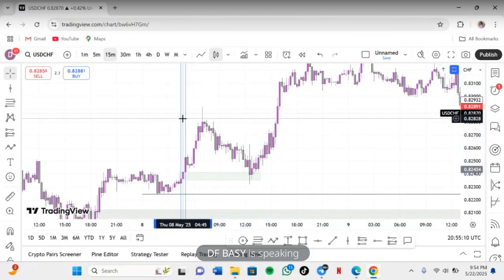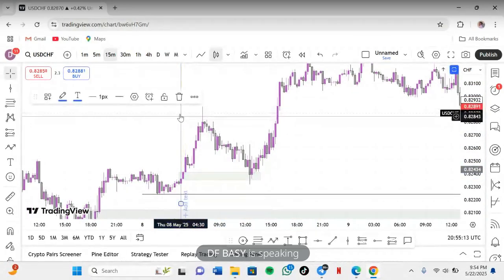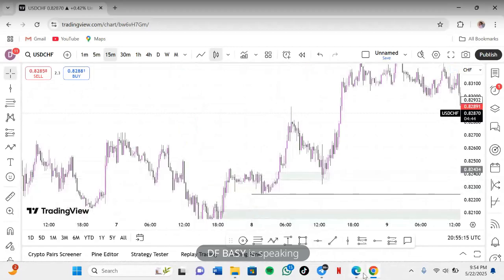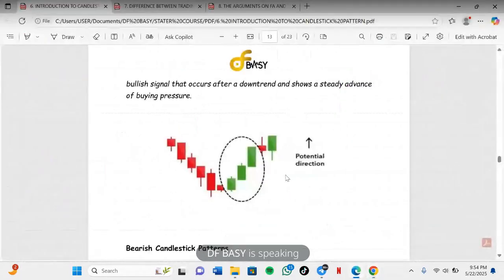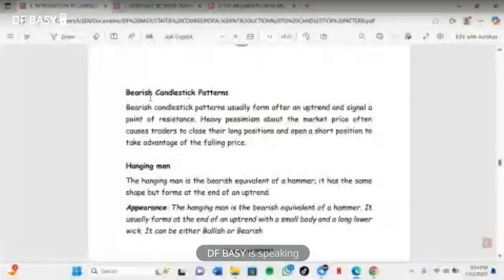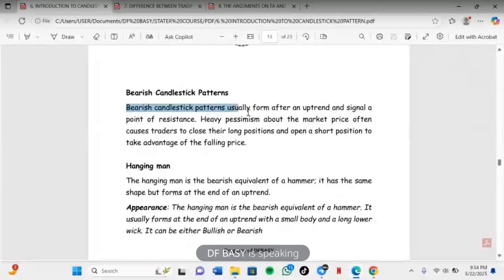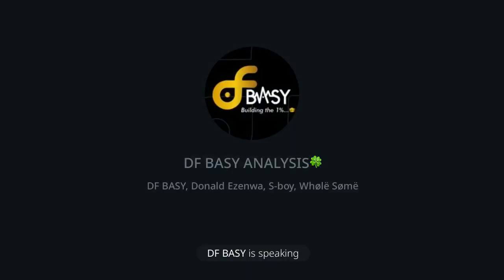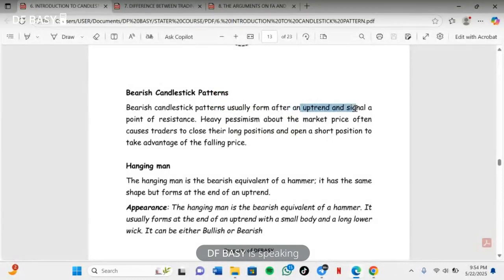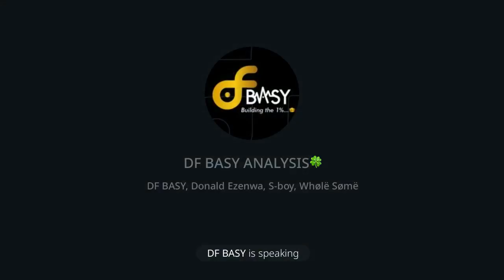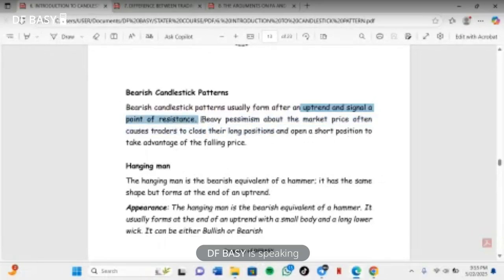So let's move forward. Now, bearish candlestick patterns. Bearish candlestick patterns usually form after an uptrend at a point of resistance. Heavy pressure on the market price often causes traders to close their long positions and open short positions to take advantage of the falling price.